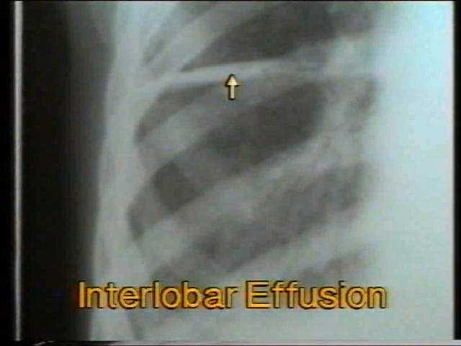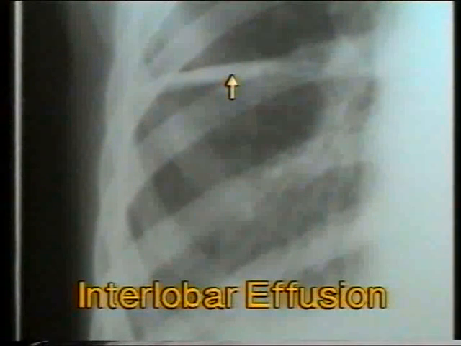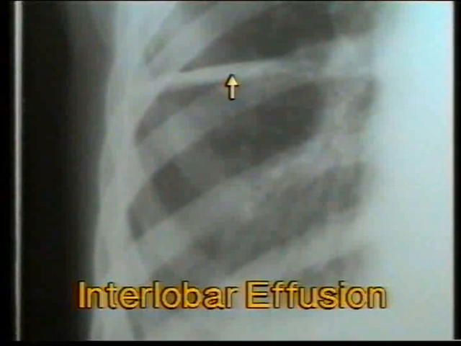Sometimes an encysted effusion lies in the right interlobar fissure and produces a shadow between the 4th and 6th ribs anteriorly. And in a lateral view, a characteristic elliptical shadow of the fluid is seen, extending from the 5th thoracic vertebra behind to meet the diaphragm anteriorly 4 centimeters behind the sternum.